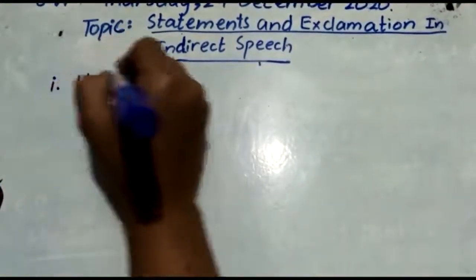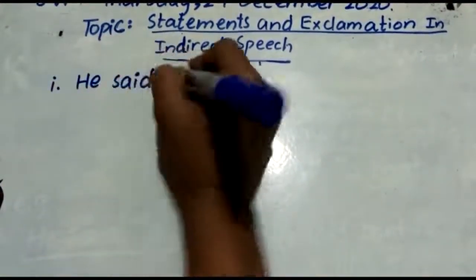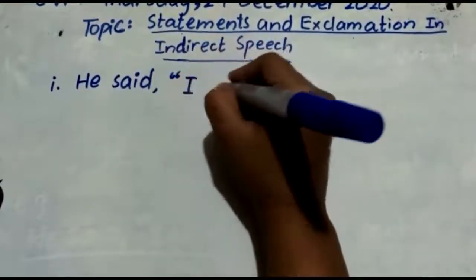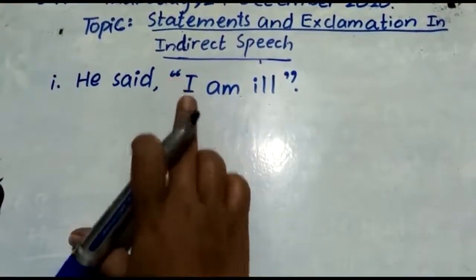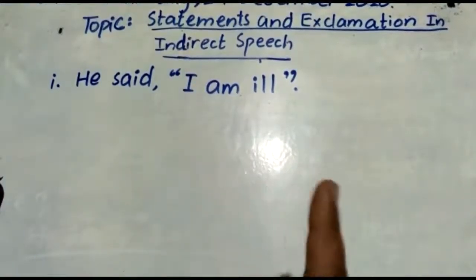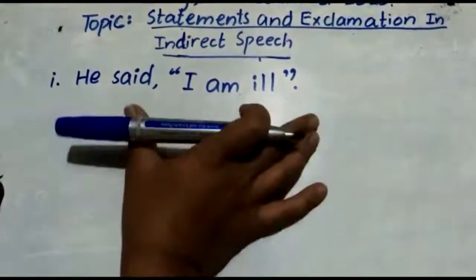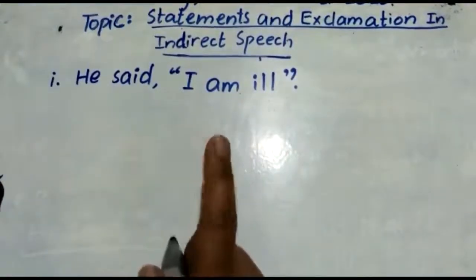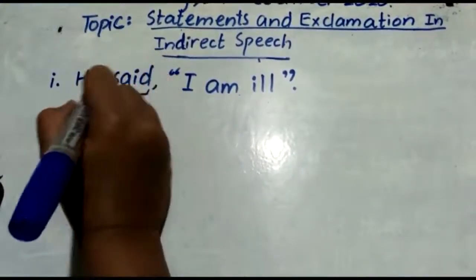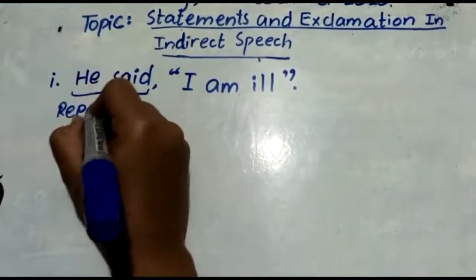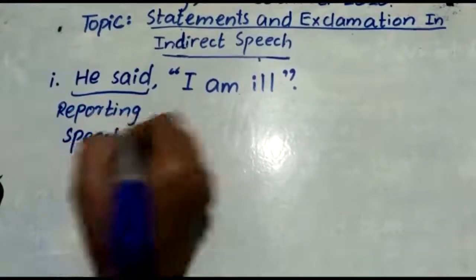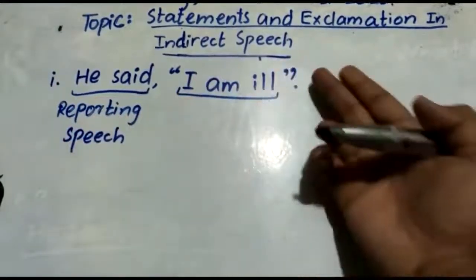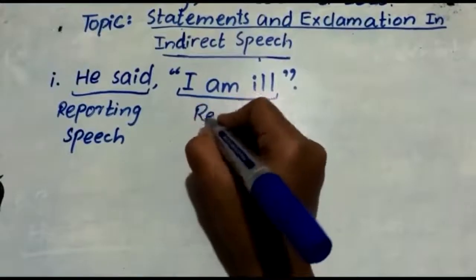The very first example is he said, like the way I have said earlier, I am ill. This is a direct speech statement because we have comma and inverted commas in it. Now let me tell you a very first and very important thing. This whole sentence has two parts. The very first part is before the comma, which is known as the reporting speech. And the part which is enclosed in inverted commas is known as the reported speech.